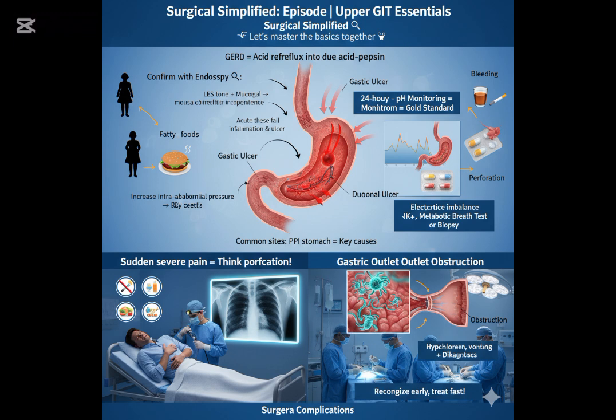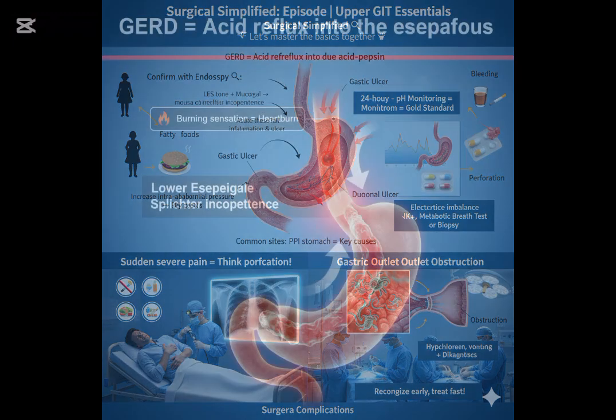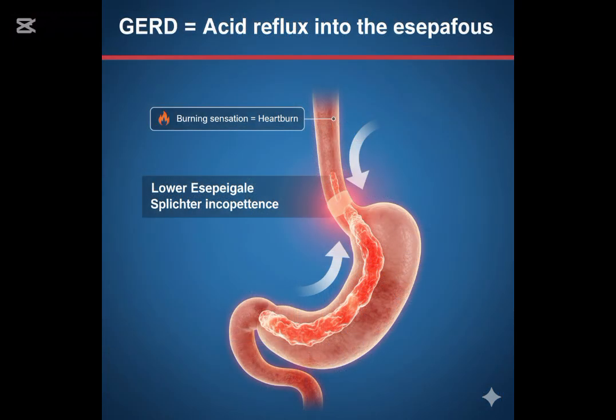In this video, we'll explore some of the most important topics in upper GI surgery: gastroesophageal reflux disease, peptic ulcer disease, and their key complications like bleeding, perforation, and gastric outlet obstruction. Let's break it all down smooth, logical, and exam focused. Let's start with gastroesophageal reflux disease, one of the most common causes of upper GI symptoms.